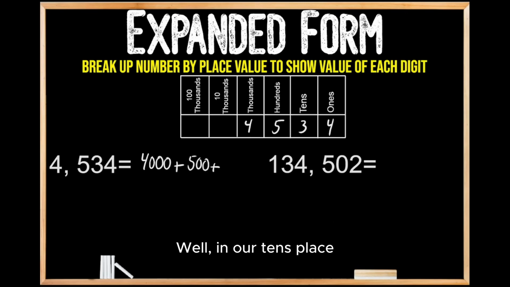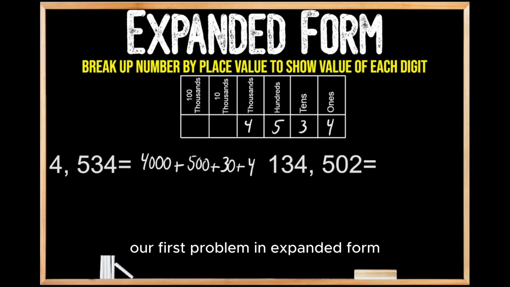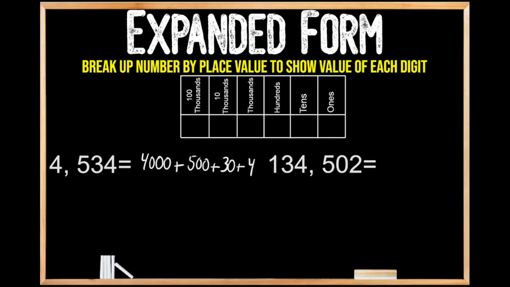Well, in our tens place, we had a digit of 3, so that 3 has a value of 30. And now lastly, in our ones place, we have a 4, and that 4 has a value of 4. So now that we've written our first problem in expanded form, we're going to go ahead and clear out this place value chart.